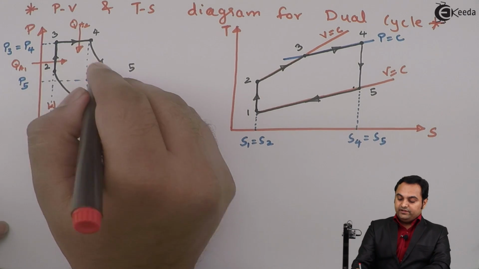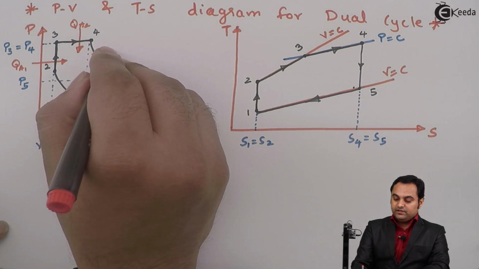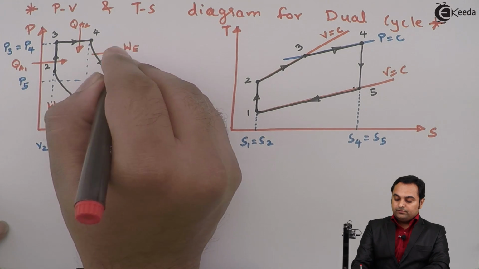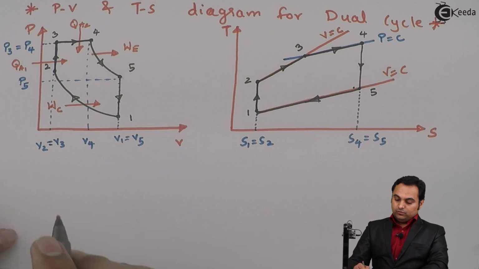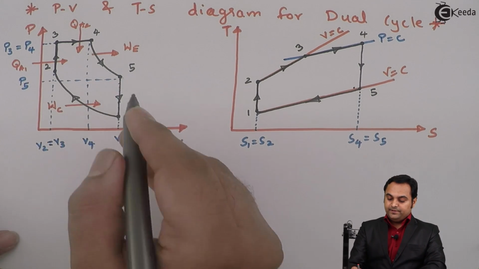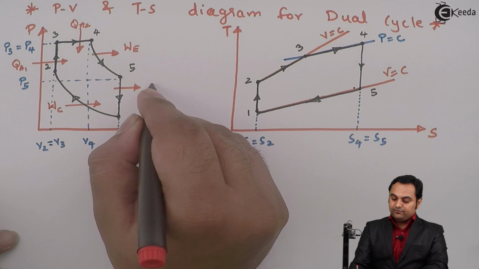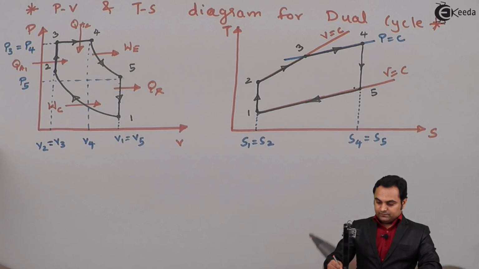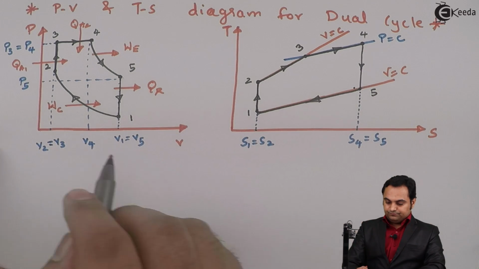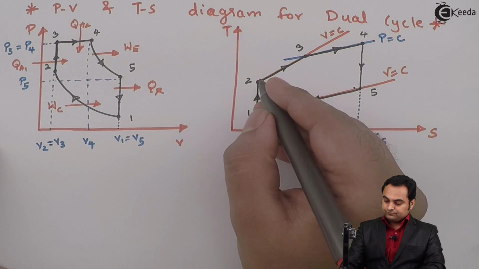Then from 4 to 5 there will be expansion, that is we are getting work output from the engine, W suffix E. After that, once the work has been produced there will be heat rejection from 5 to 1, so that will be Q suffix R. Similarly, I'll show all the values here.